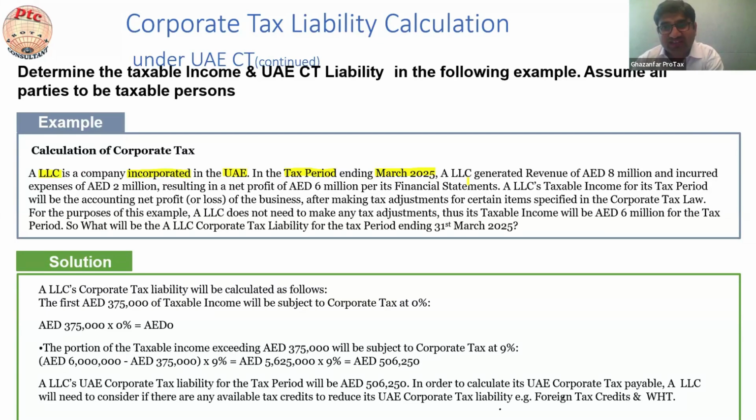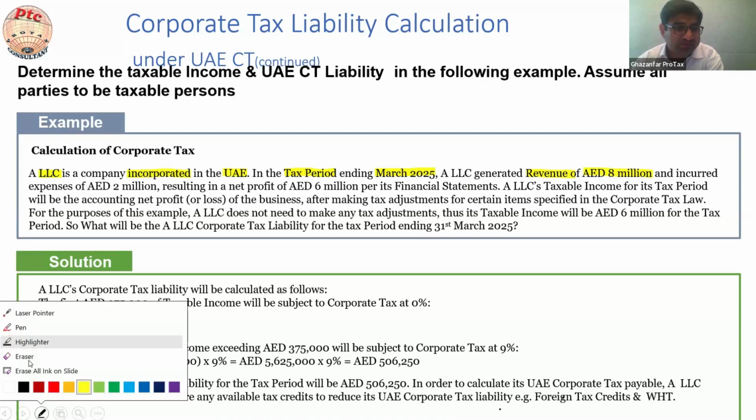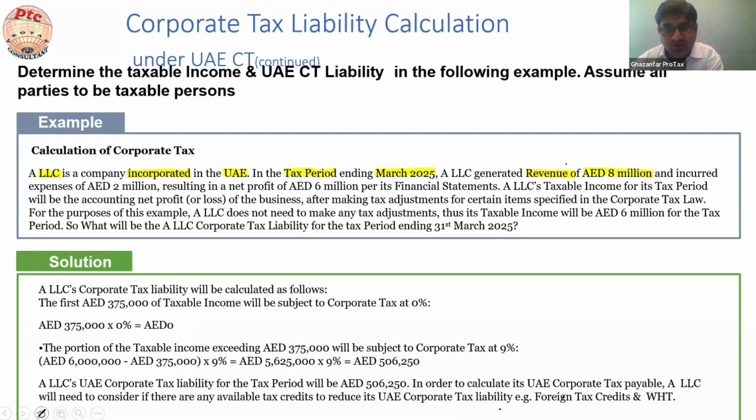Now the next part is that the LLC generates revenue. Here he mentioned that it generates revenue of 8 million. So our revenue is 8 million. We will calculate our tax liability on the taxable income, not on the revenue. I'm highlighting this point because this is the revenue, but what we need is the taxable income. What will be our taxable income?